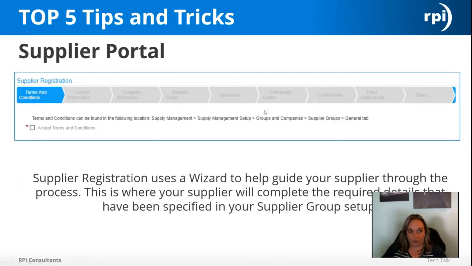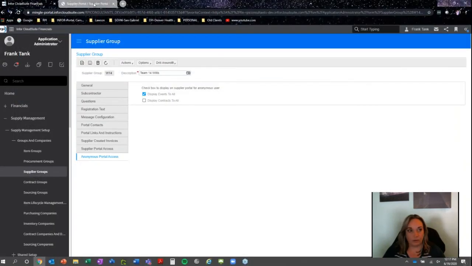So your supplier portal, and we're going to jump in just a moment, but the supplier registration uses a wizard to help guide your suppliers through the process. This is where your supplier is going to complete that required information that you have established within that supplier group setup. We're going to jump in now.